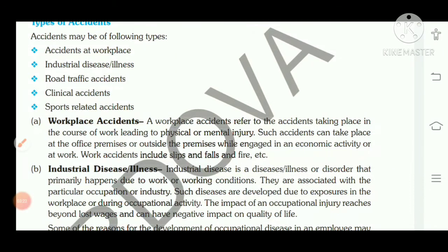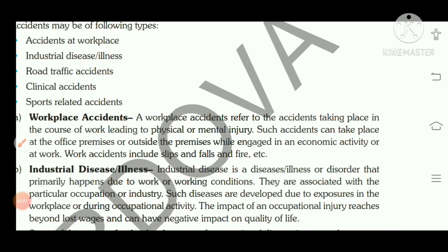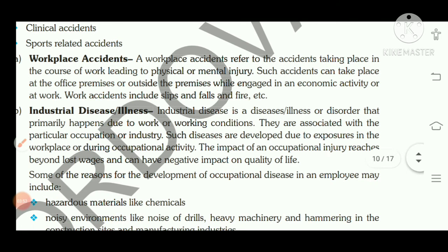Next is the workplace accident. What is a workplace accident? This type of unplanned accident happens at your workplace, in your office or outside your office. It includes economic activity at work, slips and falls, or a fire at our workplace. So this comes in the category of workplace accident. Next is industrial disease or illness. I already told you that an occupational injury can reach the point where you lose your life.